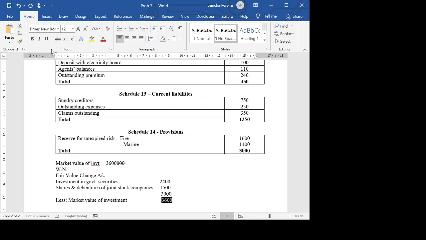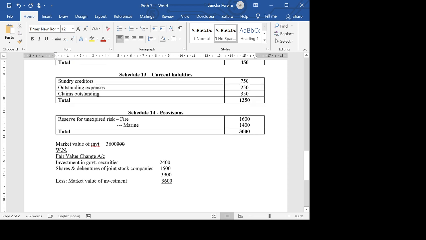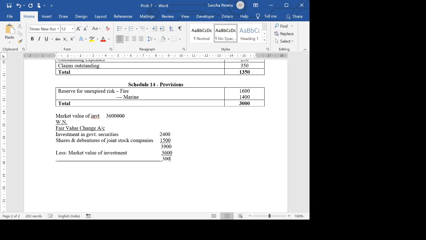So how are we going to show this, and how much is that loss? The book value is 3,900, the market value is 3,600, so the loss is basically 300. What I have done till now is take the investments at book value and compare them with the market value. The market value is less than the book value, so if you sold the investments, you would make a loss. And how much is that loss?